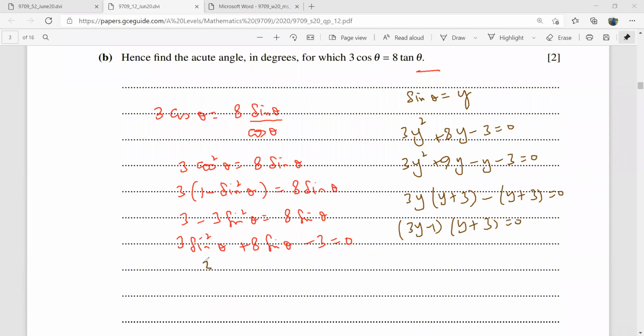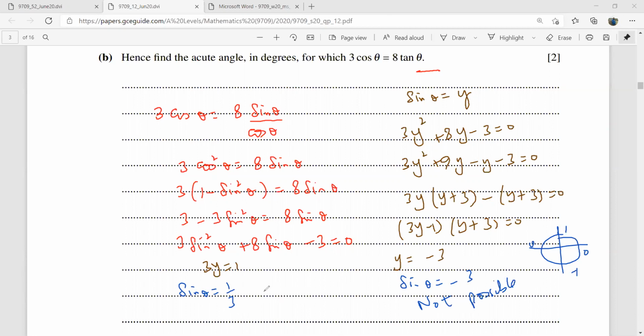You have 3y equal to 1, and y equal to minus 3. This means your sine theta is going to be equal to 1 by 3, or sine theta equal to minus 3. Remember, your sine is between 1 and minus 1. So this does not exist. There is no answer from here. This is not possible, does not exist. Whatever you want to write, you can do that. And this one is going to give you the answer.